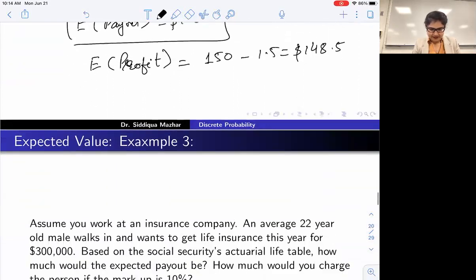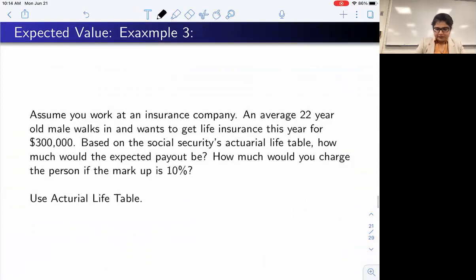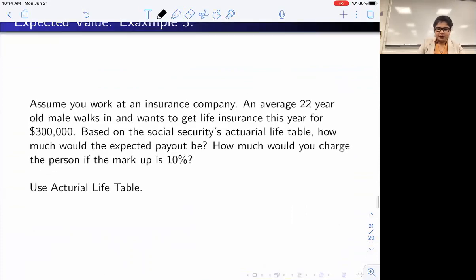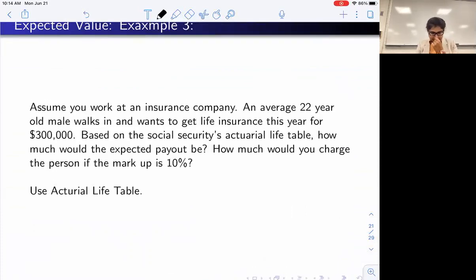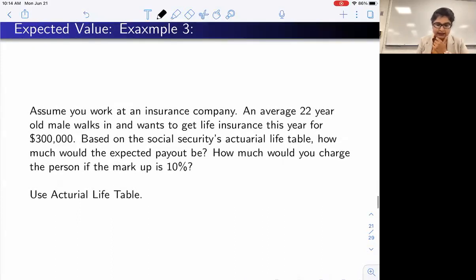So this is how the profit works. Okay, so what is the next example? This is a little bit different. Let's see. Expected value for what? It is fine. You have to find it. Assume you work at an insurance company.